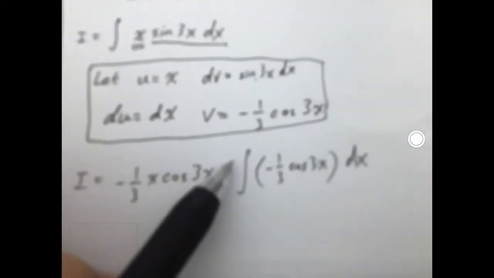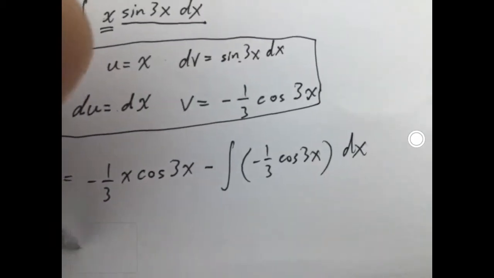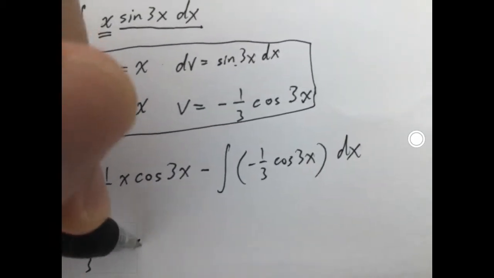Our solution in this by-parts trigonometry question: we just integrate this, simplify, and then that'll be our solution. I won't bother doing it here, so let's move on.